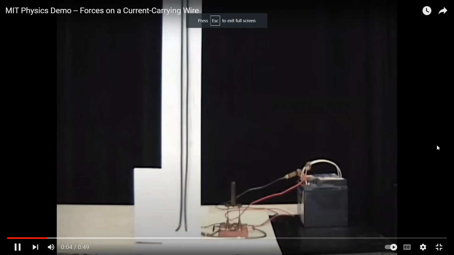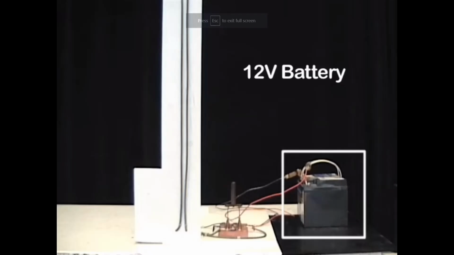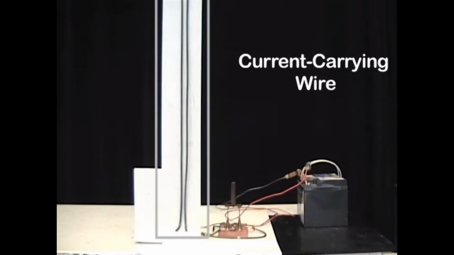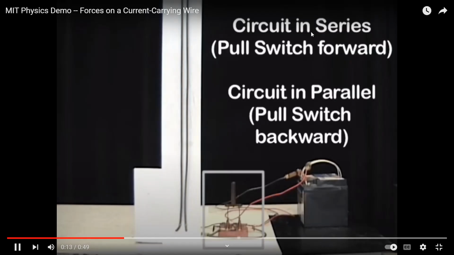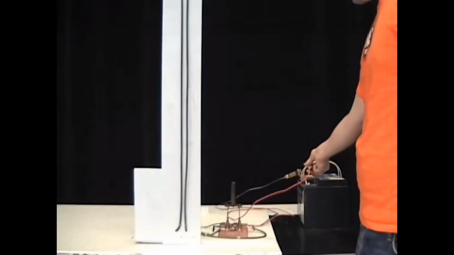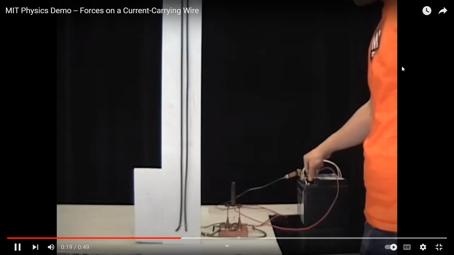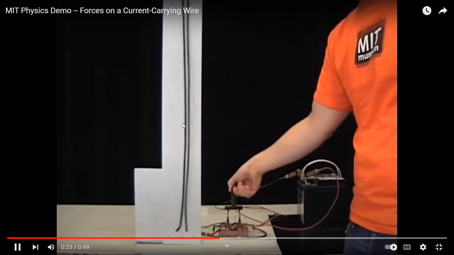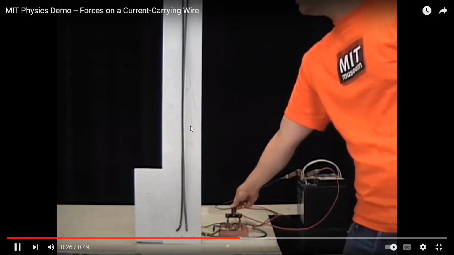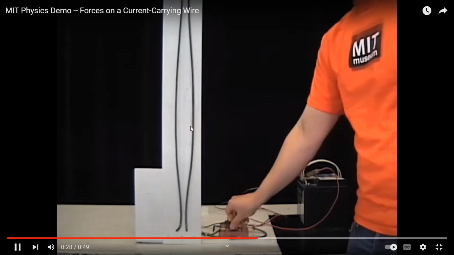Okay, so this is the apparatus I was just describing. These are those two wires right here. There's two of them side by side. When it's in series, they're going to be in opposite directions. When it's in parallel, they're going to be in the same direction. So right now it's not on, but he's going to switch it on. And here they are moving away from each other. And then when he turns it the other way, they move together. So away, together.